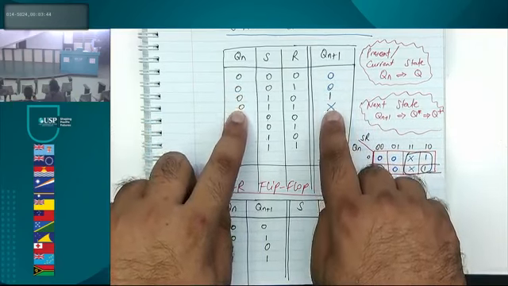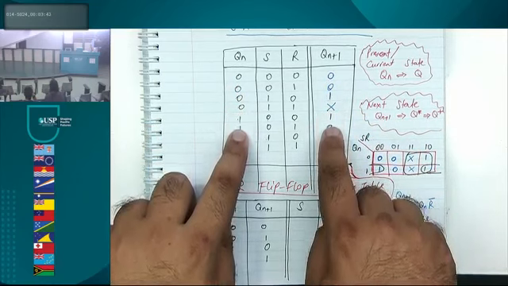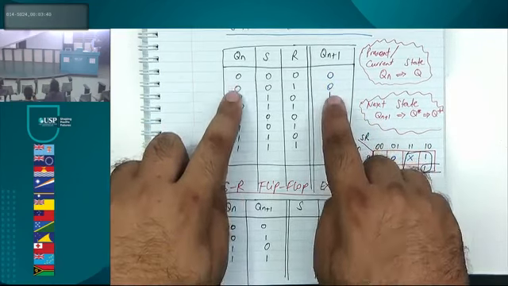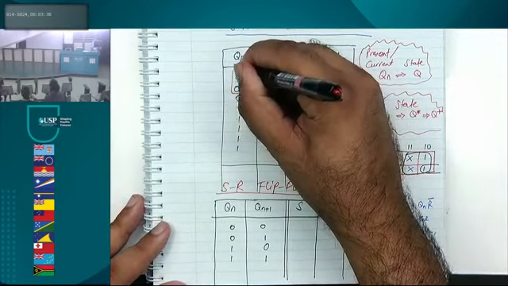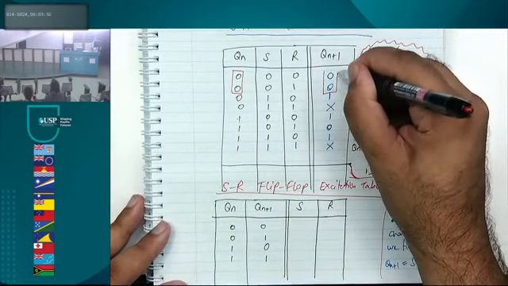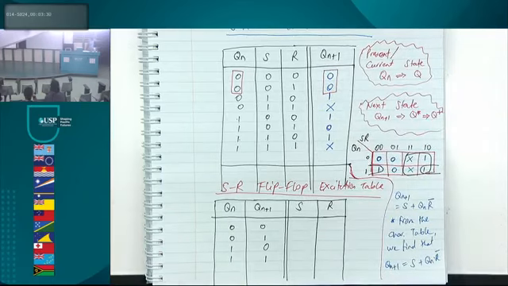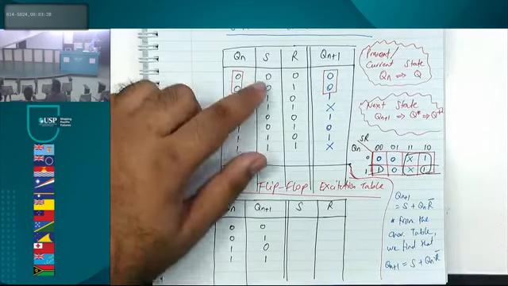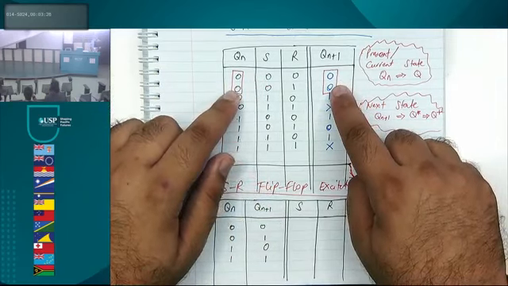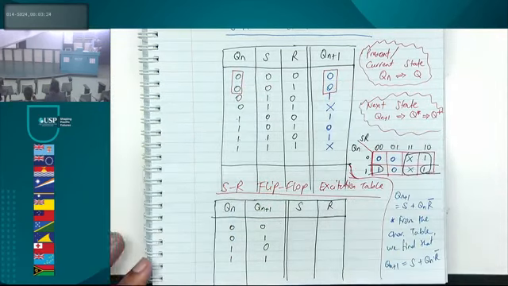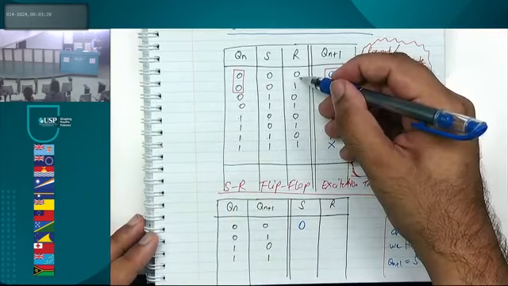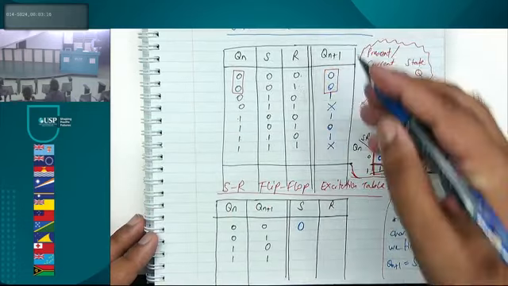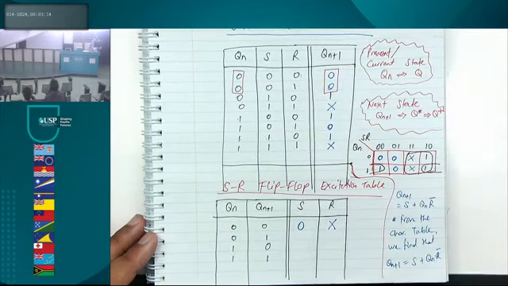Second line, anywhere else? No, only the first two lines, okay? So the first two lines, you have 0, 0, and Qn plus 1 will also give 0, 0. In that particular situation, in these two scenarios, what is S equal to? It's always zero, so we're happy with that. What about R? What can you say about R? It was 0 and 1, so therefore it was inconsistent, so we give an X. It's a don't care. Alright?